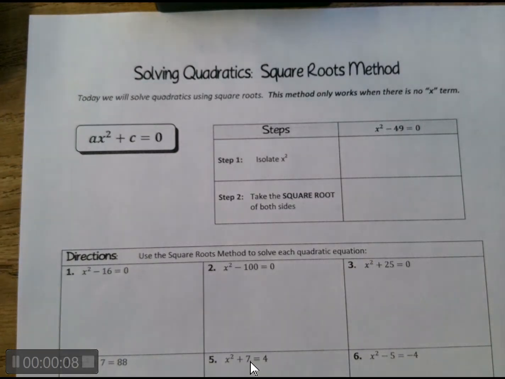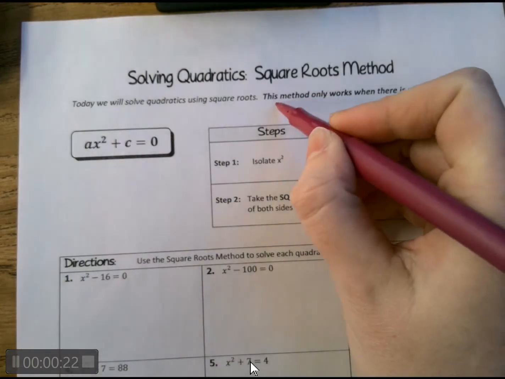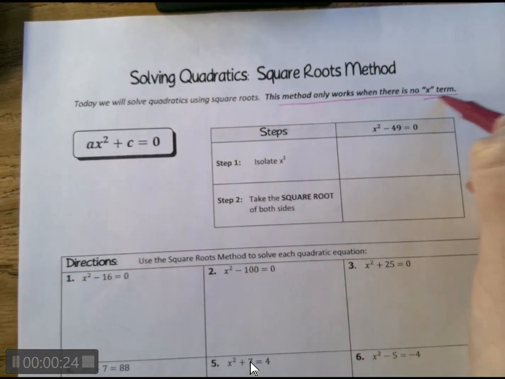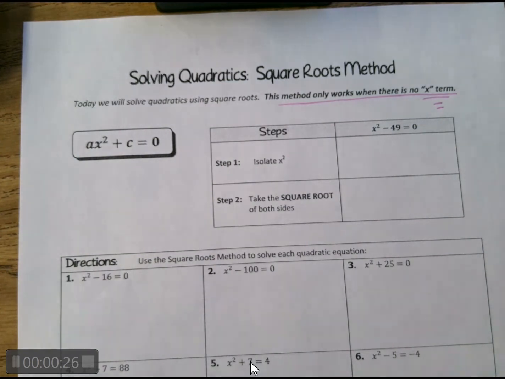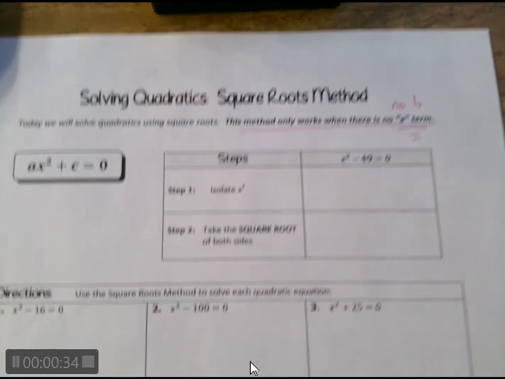So this is a new method to solve quadratics. Previously, we learned about factoring to solve quadratics, and the square root method is a different way to factor, okay? Now, please notice that this method only works when there is no x term, meaning no b. All right? So we only have two steps.